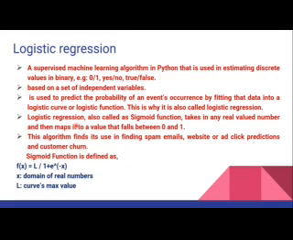So remember, logistic regression is a classification algorithm used to predict discrete categorical values. It is also called the sigmoid function. The function takes in a real valued number and maps it into a value that falls between 0 and 1. Moreover, this algorithm is used in finding spam emails, website or ad click predictions, and customer churn.